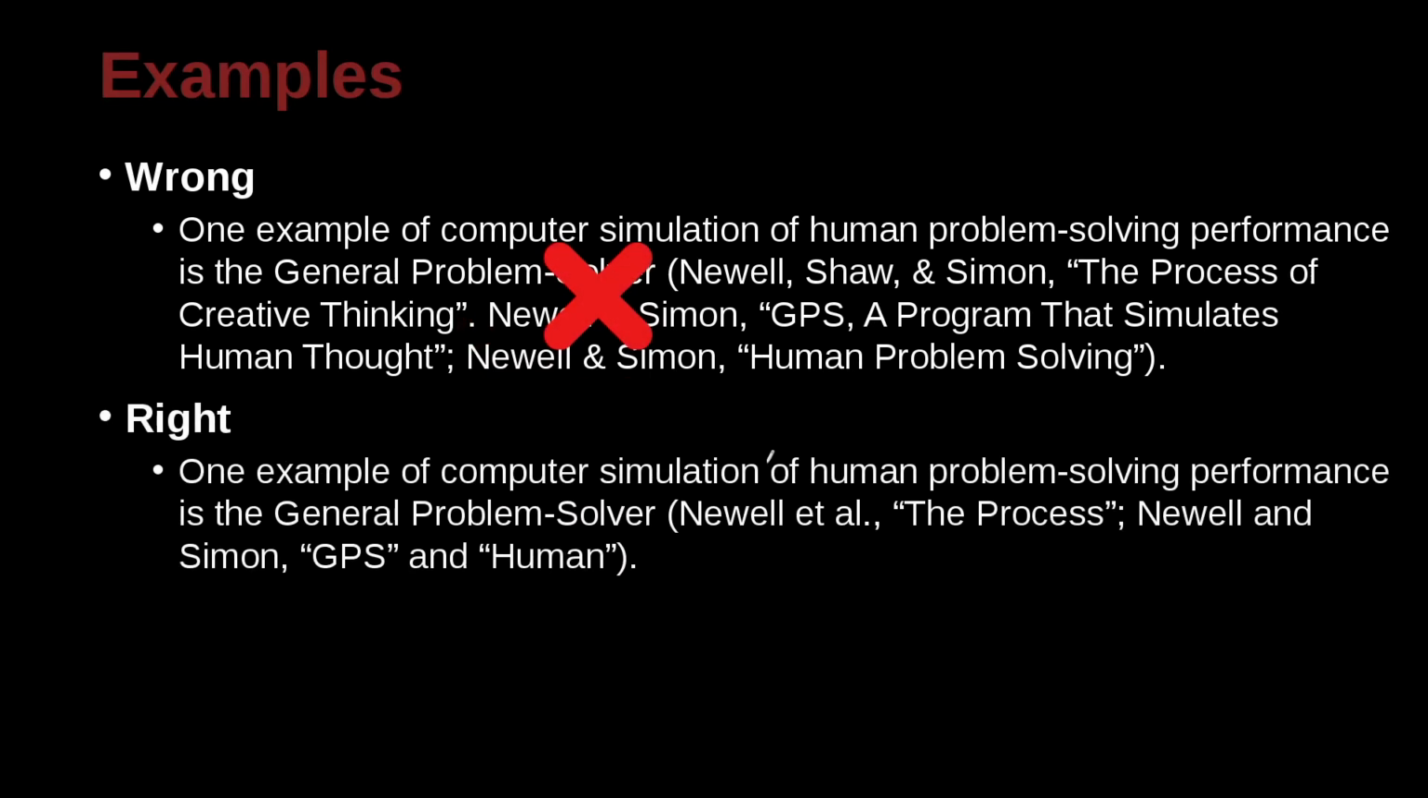One example of computer simulation of human problem-solving performance is the general problem solver. So we have the open parentheses, closed parentheses, much more straightforward. And we have the et al. here, because it's 3 or more authors.